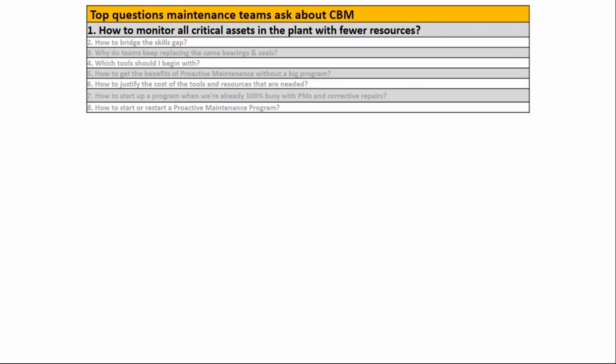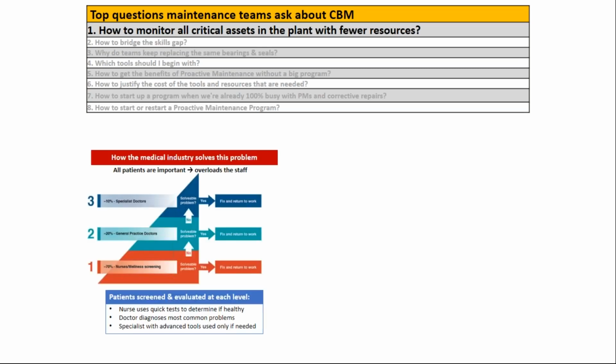So the first question: how do I monitor all the critical assets in our plant when we just don't have the resources? We just don't have the labor, we don't have the skills, we don't have the time, we don't have the money. Well, why don't we look at other industries to find out how they've done it? If we look at the medical industry, for example, they have the same problem. They've got millions of patients, and they're all critical. Not one patient is more important than another. So how do you do that with a limited number of specialists?